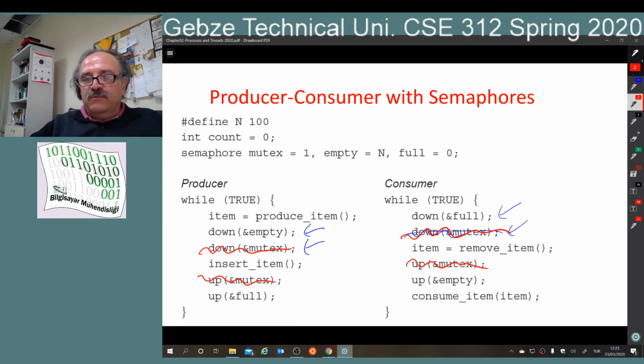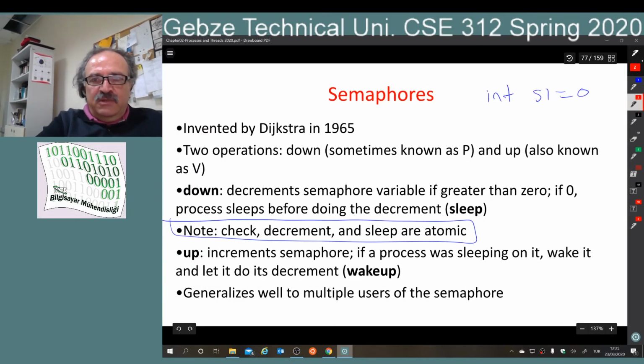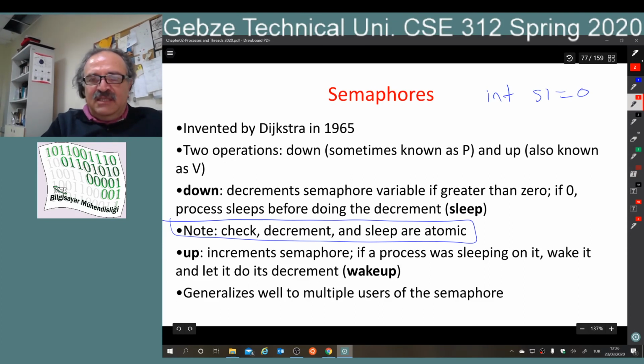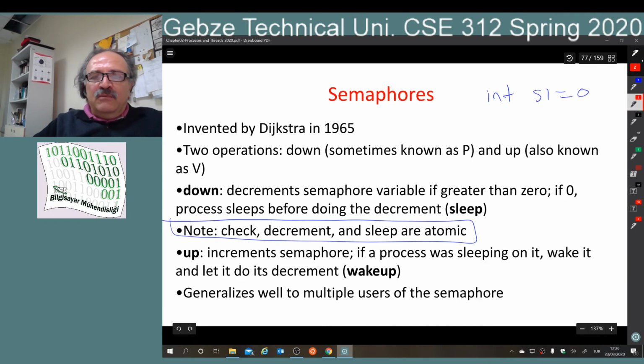Oh, okay, let's go back then. Ali Emre, the definitions of up and down are here, right? Up just increments this one, down just decrements it. But there are exceptions. When this one is 0, down doesn't work. It just doesn't decrement it. It just goes to sleep. Who wakes it up? Somebody that increments this S1 wakes it up. Up says that I am going to increment this value, and if somebody is waiting on it, then I will wake them up. Up never sleeps. Down sleeps. Down never wakes up somebody else. Up wakes up somebody else.